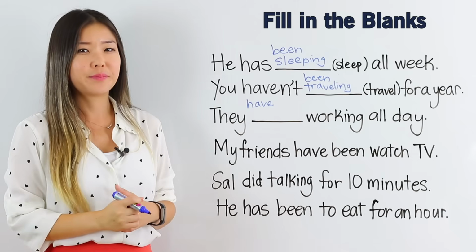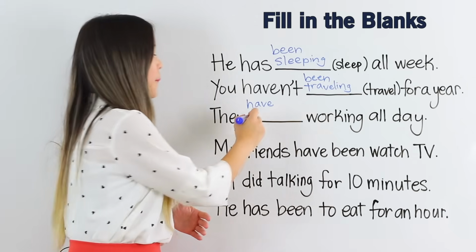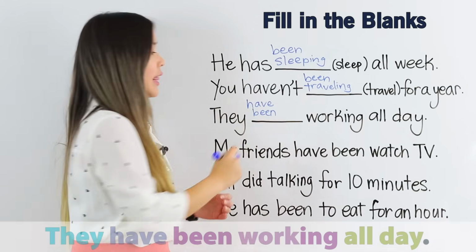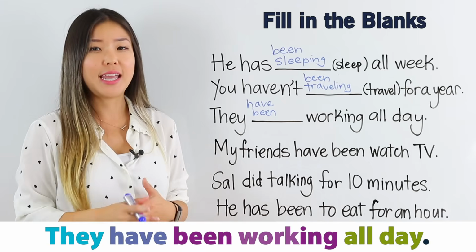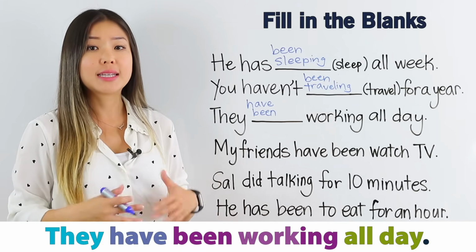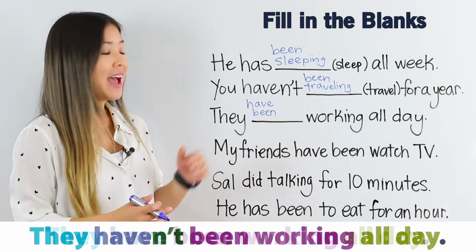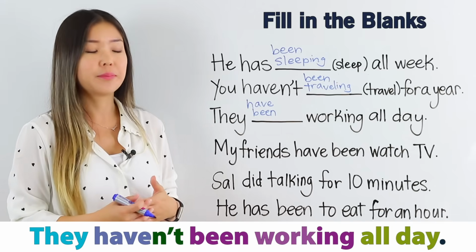Then what do you put? Remember, we put been. They have been working all day. Now, if you want to make this negative, you can say they haven't been working all day.